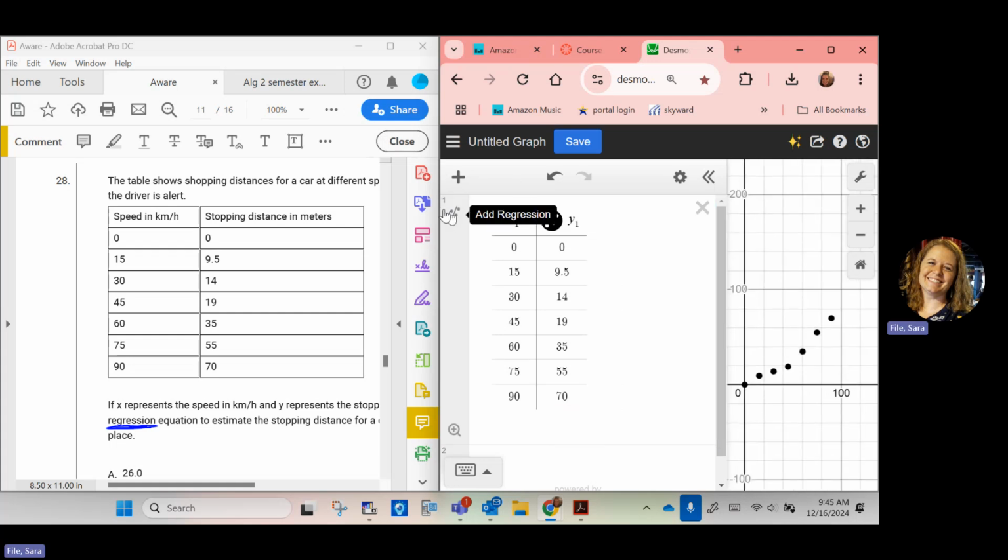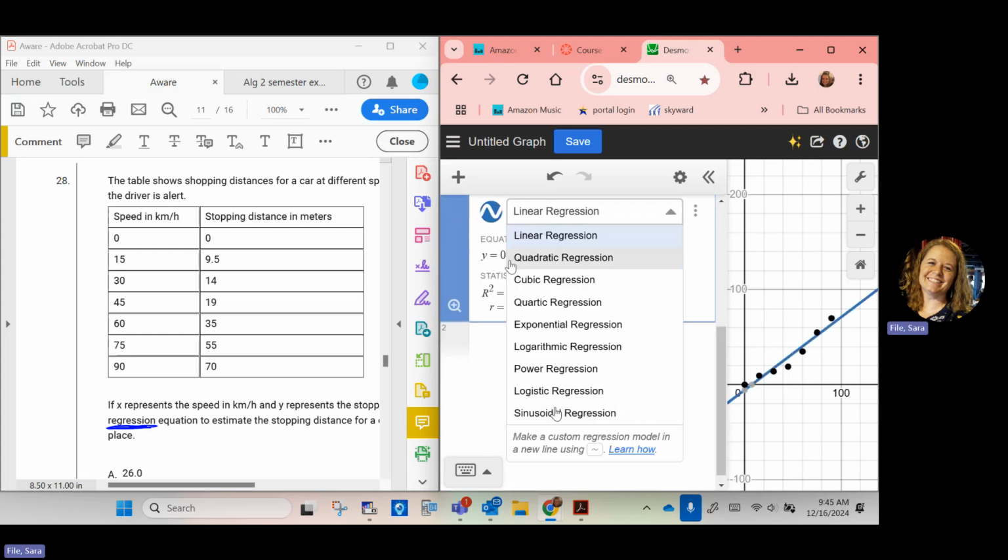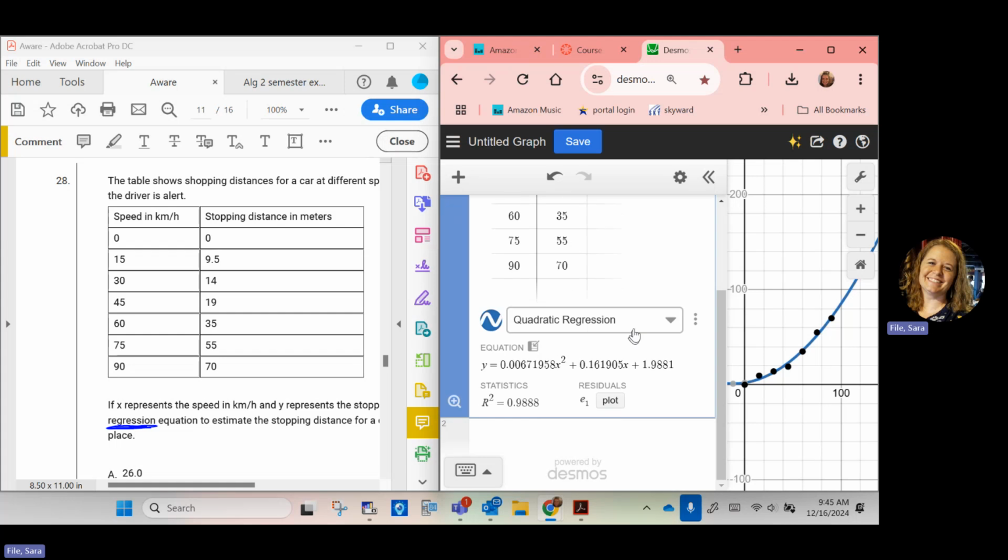So we can use this little add regression. Go to quadratic regression. Okay, and they give us the equation. That R squared's pretty high. That's good. That means it's a pretty good fit. You can see the line there when we added the regression. It goes through a lot of those points.